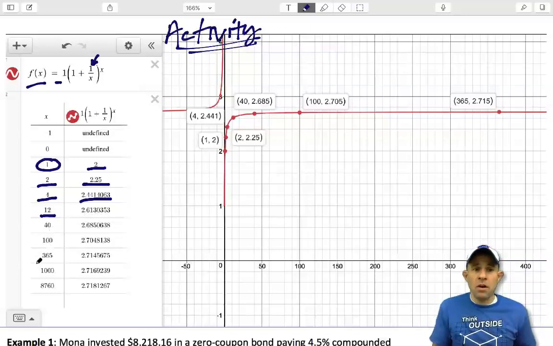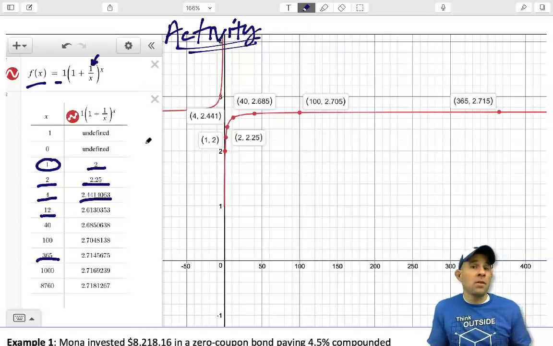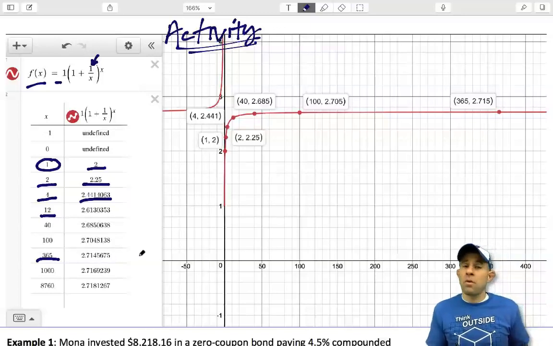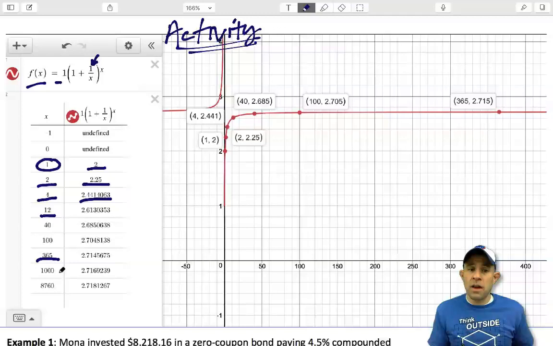And how about if we go all the way up to 365? Remember, if 365 is the value of x here, that means we are compounding this daily. So 365 is going to give us $2.71 in the bank. You can see as we increase those values, next up to 1,000, and then finally up to 8,760, which is the number of hours in a year, it's a lot of hours, we're not getting much bigger than 2.71.